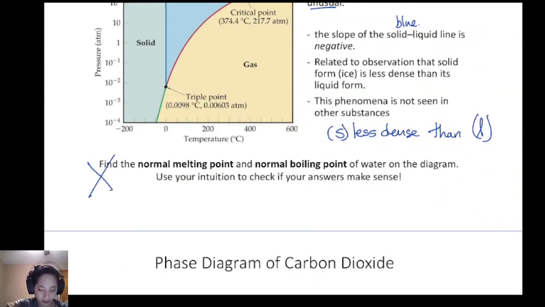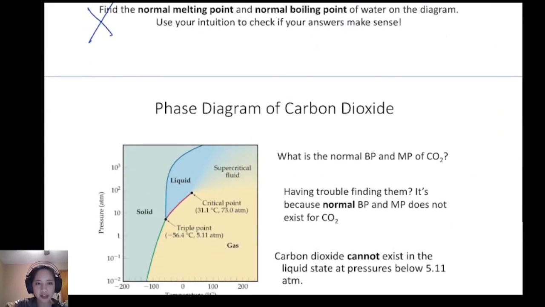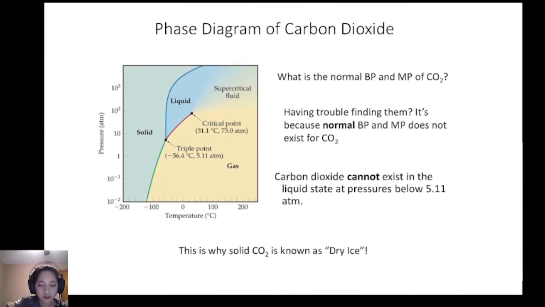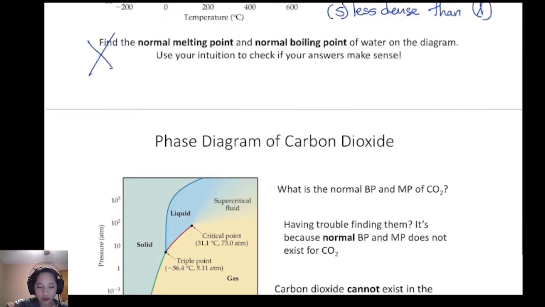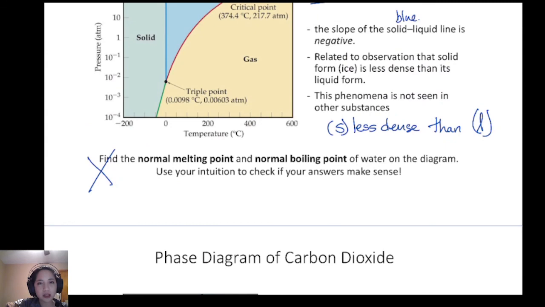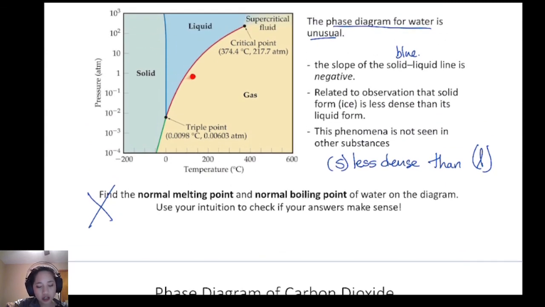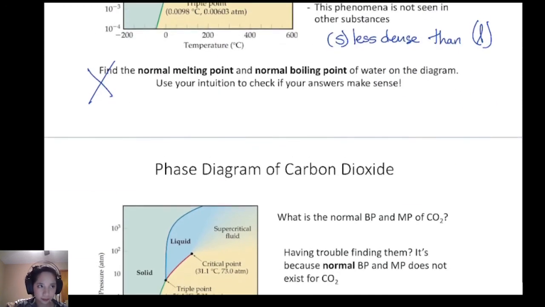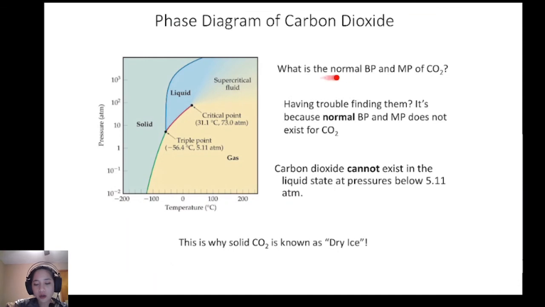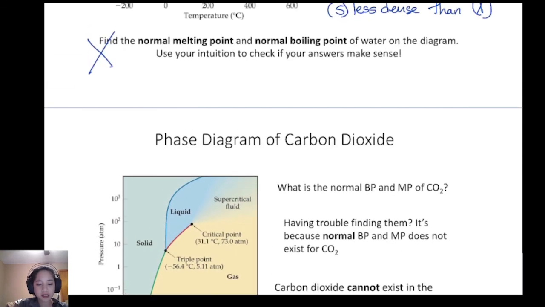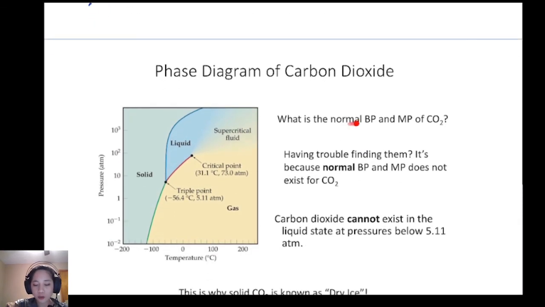Okay, all right. So let's look at one other example, carbon dioxide. We've been talking a lot about the solid-liquid transition or phase change, and the liquid-gas phase change. What we haven't talked about is the solid-gas phase change, so sublimation. All right, so let's do the same type of question. Let's find the normal boiling point and normal melting point for CO2 in this graph.